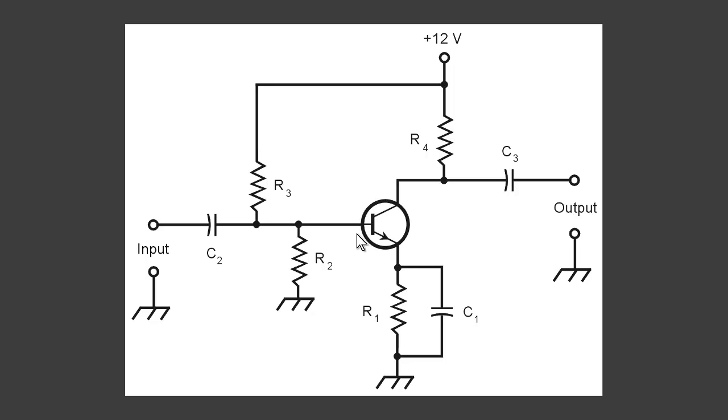D, above its beta cutoff frequency. Well, the beta cutoff frequency, also called the gain bandwidth product, is the frequency at which the value of beta, that's the dynamic current gain in this circuit, declines all the way down to 1. So if we go above that, we're going to get less than unity gain. We're going to get a loss. So choice D doesn't work either.